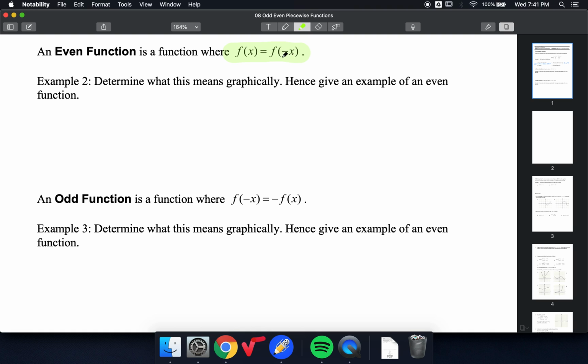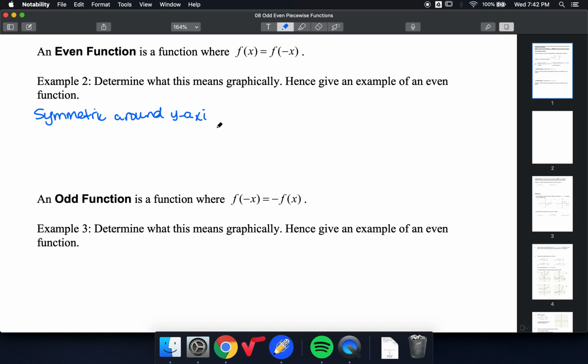So remember that f of negative x is a reflection across the y-axis. So if f of x looks the same as its reflection around the y-axis, that means that I'm symmetric around the y-axis. So this answer actually should be down here for what that means. So I'm symmetric around the y-axis.